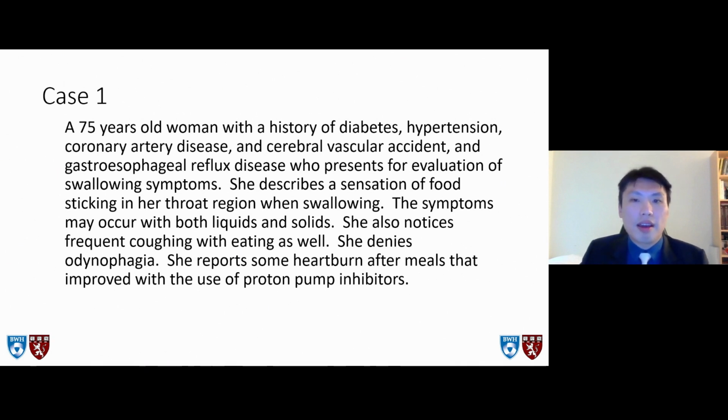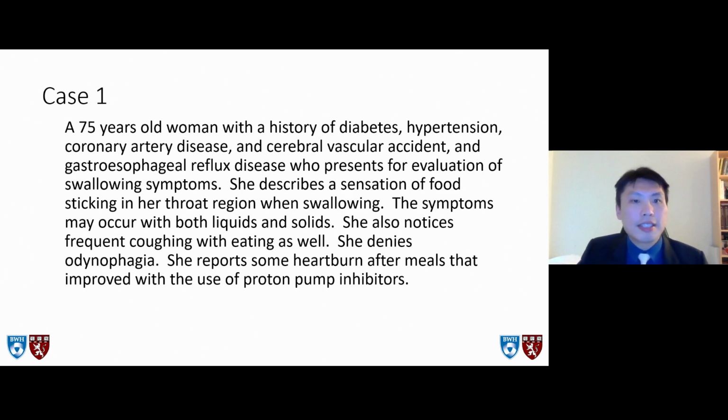I'm going to start with our first case of the session today, which is a case of a 75-year-old woman with a history of diabetes, hypertension, coronary artery disease, CVA, and GERD, who came in for evaluation of swallowing symptoms. She described her symptoms as a sensation of food sticking in her throat region when swallowing. The symptoms may occur with both liquids and solids. She also noticed frequent coughing with eating as well, but denies any odynophagia. She reports some heartburn after meals, but it has improved with the use of a PPI.